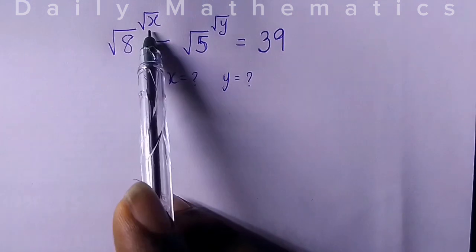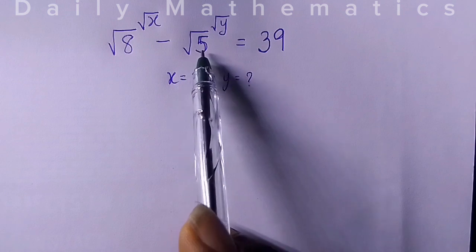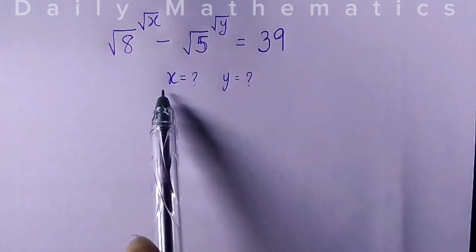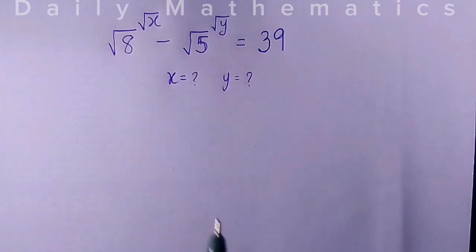Square root of 8 raised to the power of root x minus square root of 5 raised to the power of root y equals 39. Find x and y.